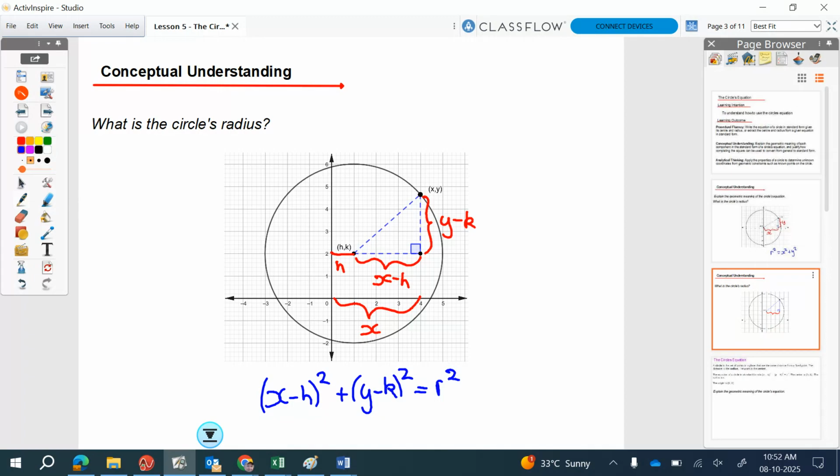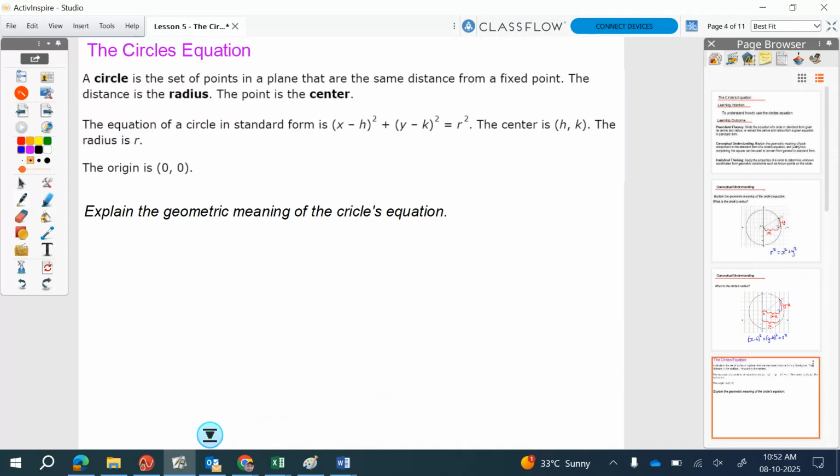Any circle can be defined like this one. So we have the circle's equation now, which is x minus h squared plus y minus k squared is equal to r squared, where h, k is the center of the circle and r is the radius.